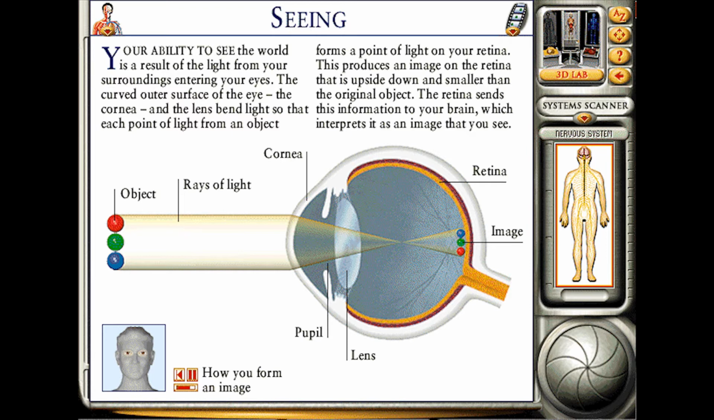When light hits the retina, it stimulates light-sensitive cells to generate a pattern of nerve impulses that are sent along the optic nerve to the brain, where the messages are interpreted, allowing you to see.